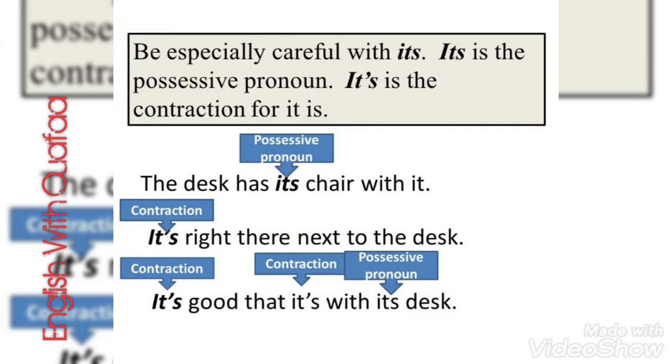Be especially careful with its. Its is a possessive pronoun. It's is the contraction of the verb to be, it is. The desk has its chair with it. So its here is a possessive pronoun. It's right there next to the desk. It is a contraction of verb to be, it is. It's good that it's with its desk. So in number one, it's a contraction. In two, it's a contraction, but in number three, its is a possessive pronoun.